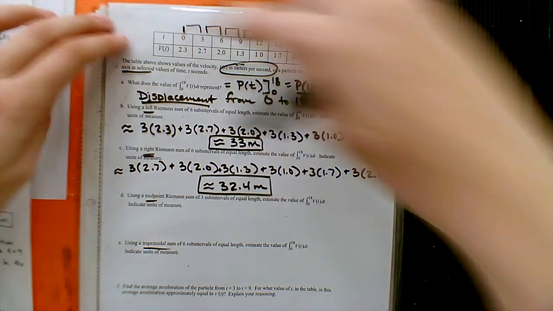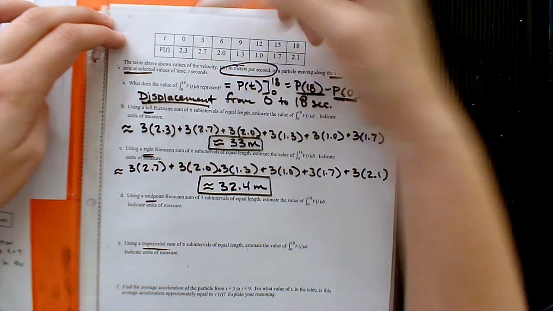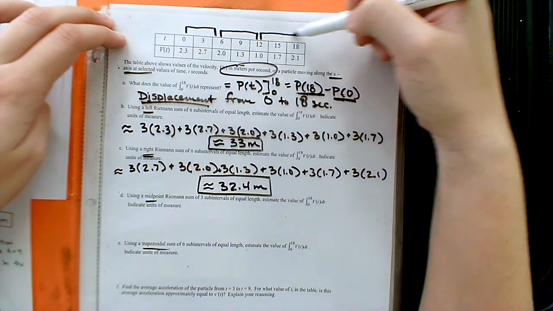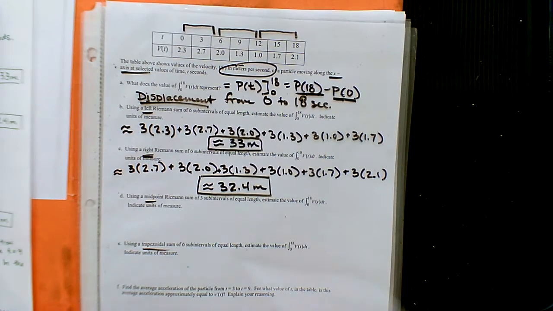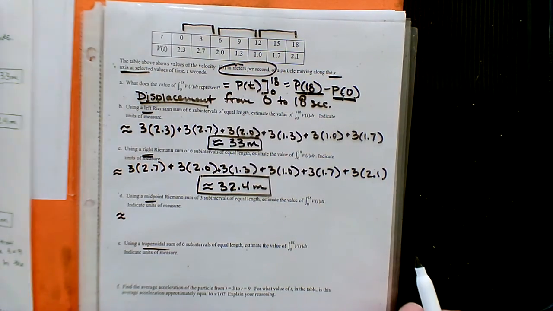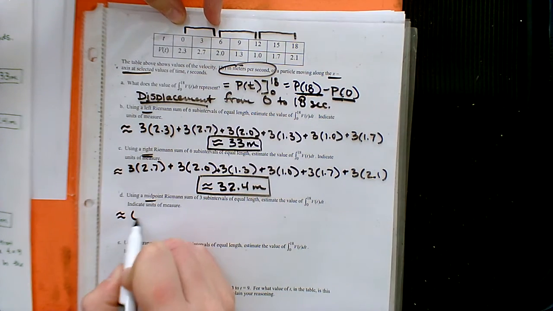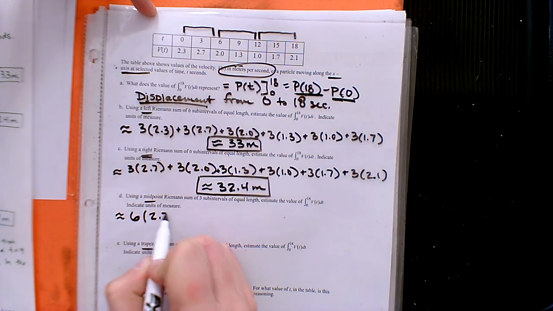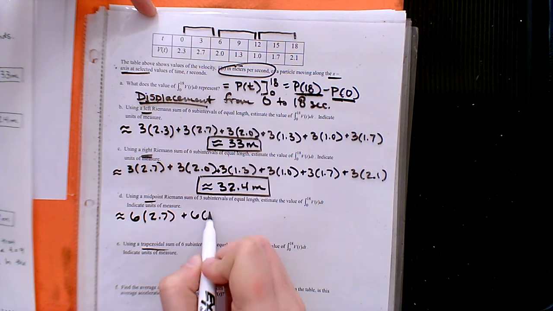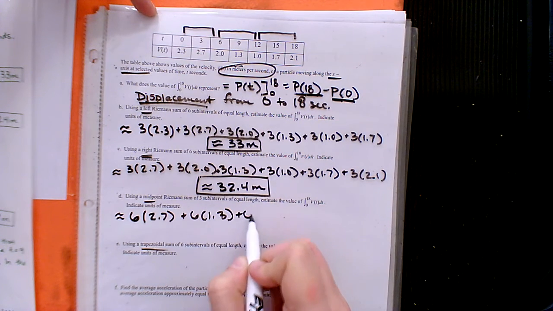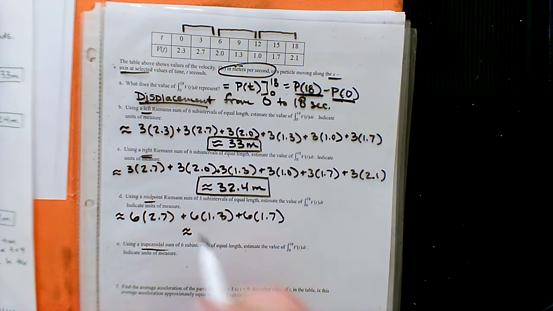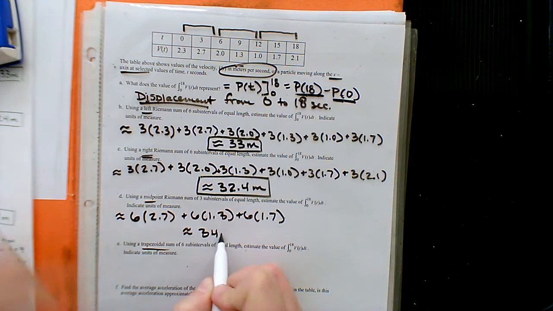D, on the other hand, is a midpoint, and they only want 3 subintervals. So we're going to have to change our rectangles here. This time, our base is going to be 6 units, and we're going to want to use the middle height. So that'd be 2.7, 1.3, and 1.7. 34.2. Wow, 34.2.